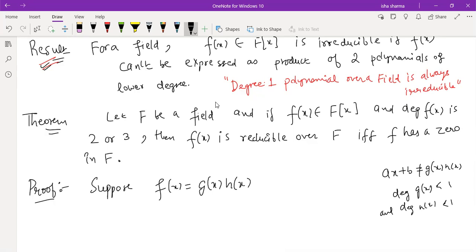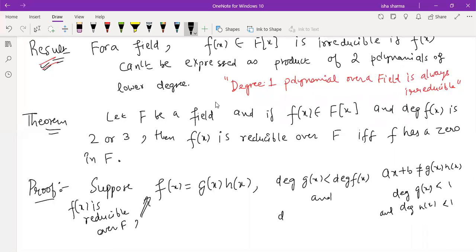Now this is an if and only if result, right? So that means we have to prove both ways. So first we have assumed, suppose f(x) is reducible over F. It implies f(x) can be written as g(x) into h(x), where degree of g(x) is less than degree of f(x) and degree of h(x) is also less than degree of f(x).